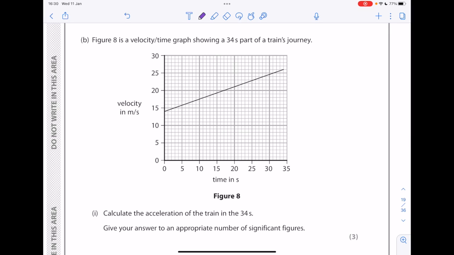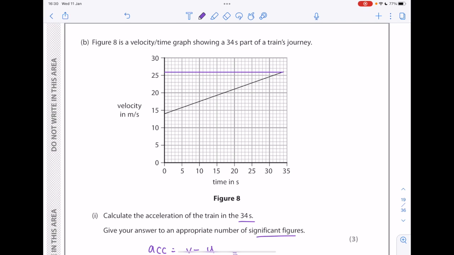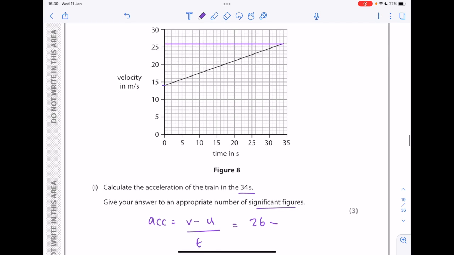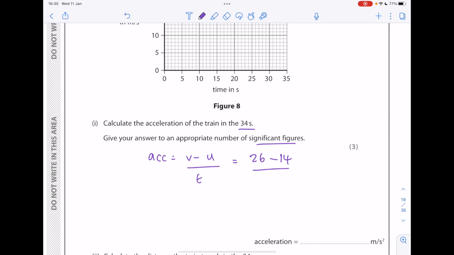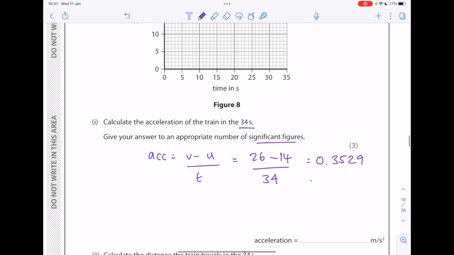Figure 8 is a velocity-time graph showing a 34-second part of a journey. Calculate the acceleration of the train in the 34 seconds. Give your answer to an appropriate number of significant figures. So acceleration is change in velocity over time. So let's check what that change in velocity is. So there's our final velocity, 26, so that's v. Our initial velocity is 14. We know that our time frame is 34. Do 26 minus 14 divided by 34. And then we have 2 significant figures everywhere else. So I'm going to go for 2 as my final answer.